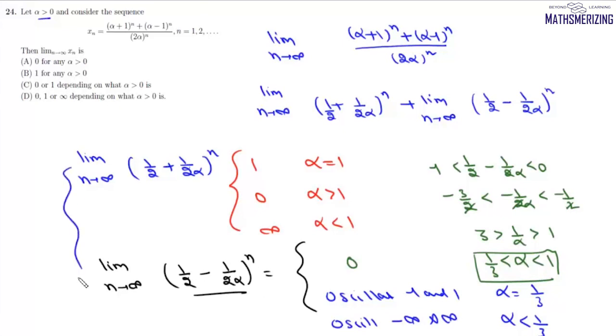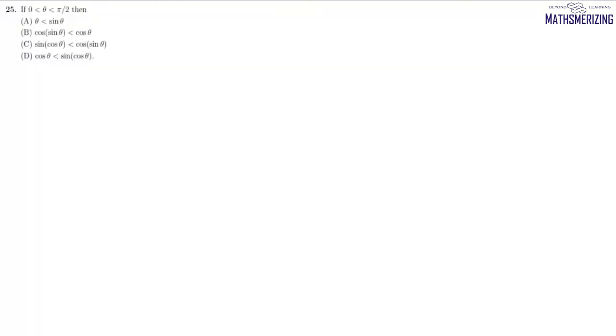Now, if we add these two limits, then this limit n tends to infinity xn will take the value 0 when alpha is greater than 1, it will be 1 when alpha equals 1, and it will be infinity when alpha is less than 1. So this limit xn will take the value 0, 1 or infinity depending on the values of alpha, and which is your option D. Now question number 25 is: in the first quadrant, which of the following is true?